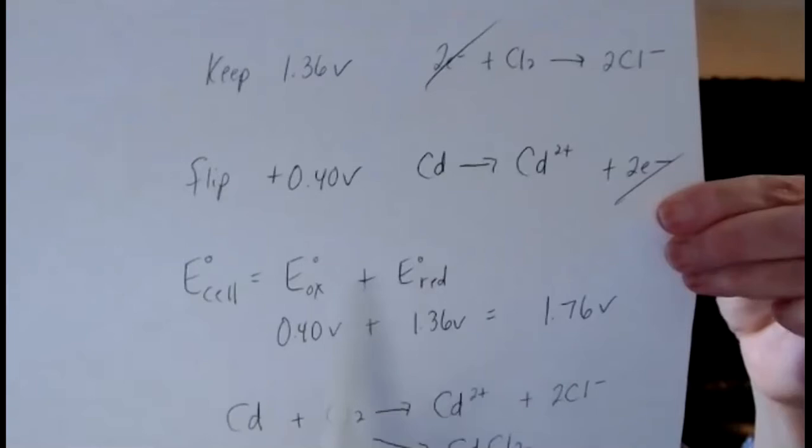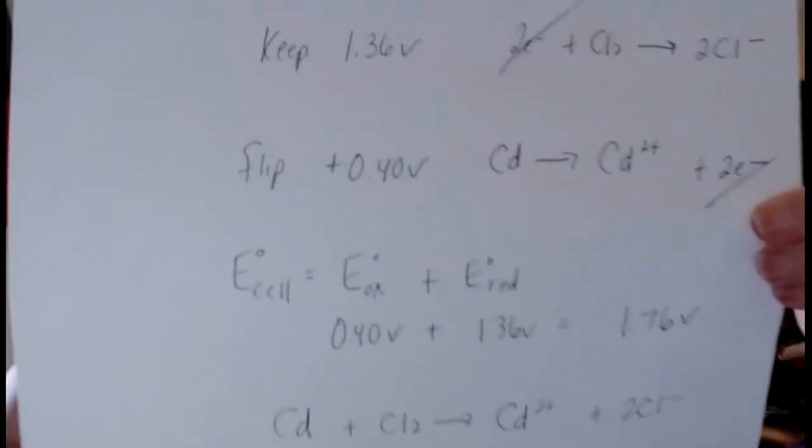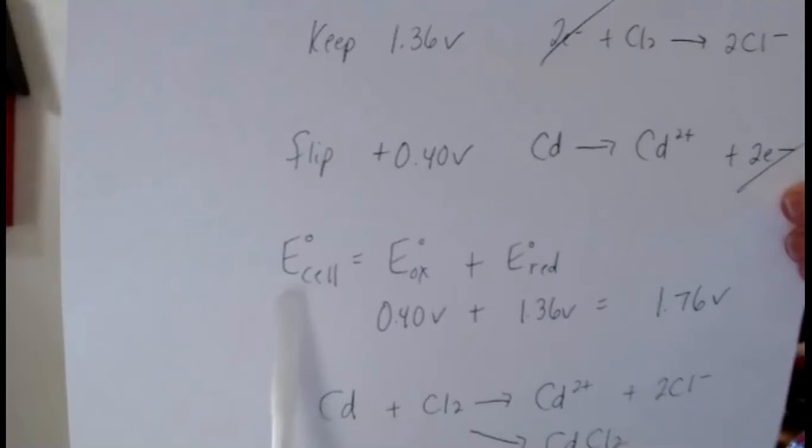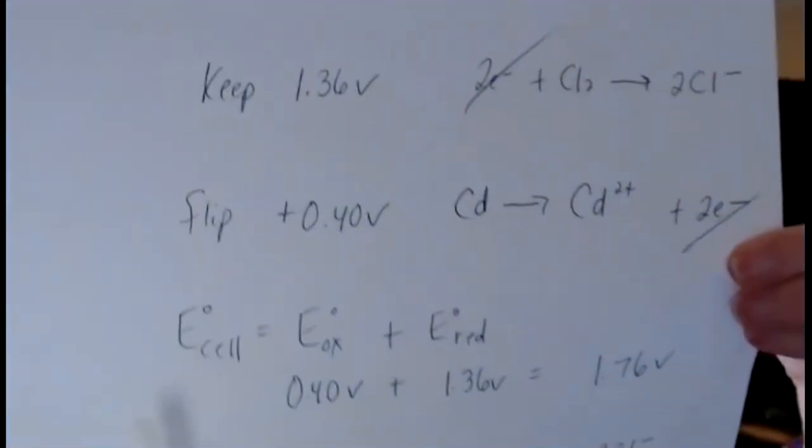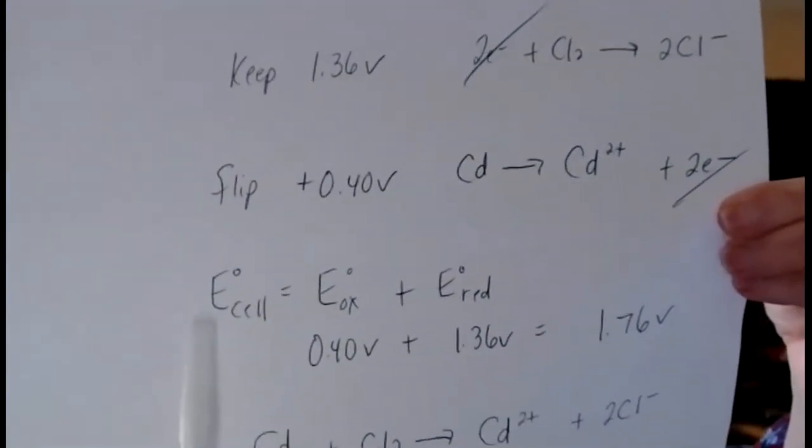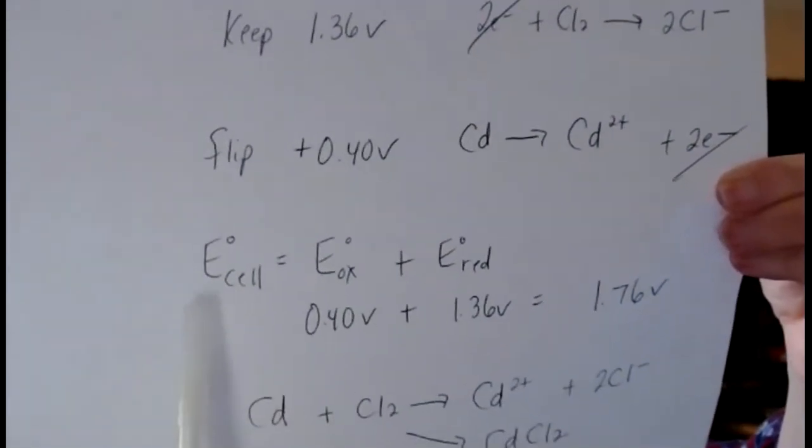And then you add your reactions up. So you have cadmium reacting with chlorine gas to make cadmium 2+ or 2 Cl minuses. So your overall cell potential. Oh, by the way, if you want a spontaneous reaction, these numbers have to be positive. They always have to be. If you did the math and you get an overall negative number, reverse everything. Just reverse the reaction.